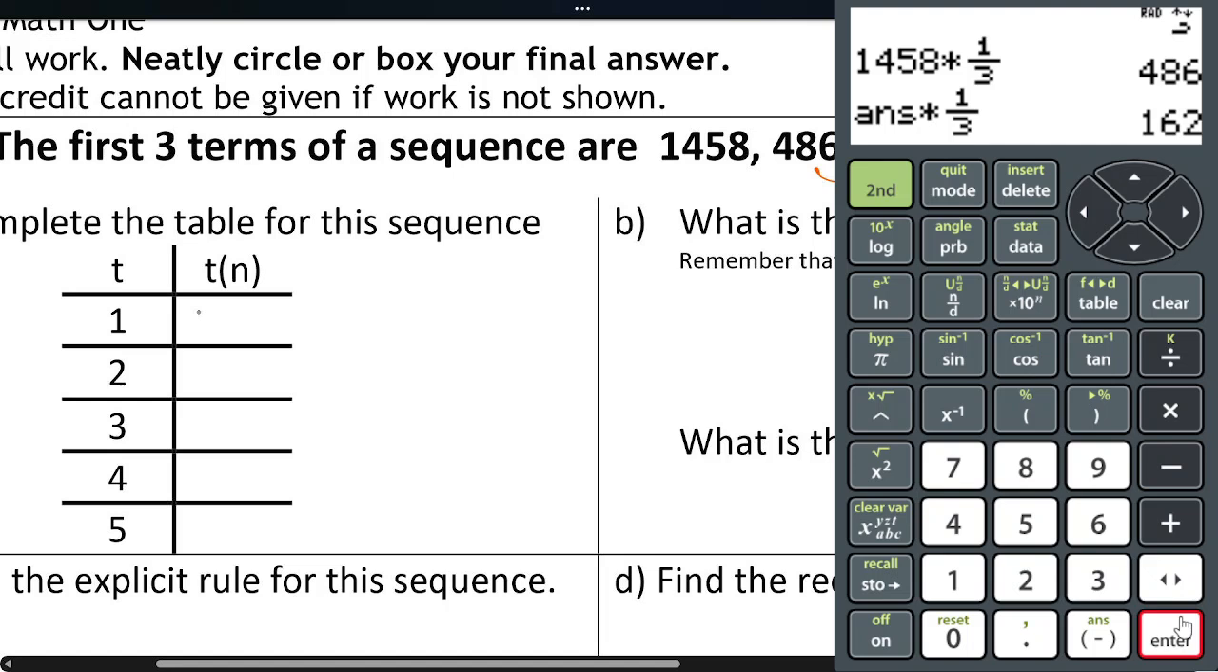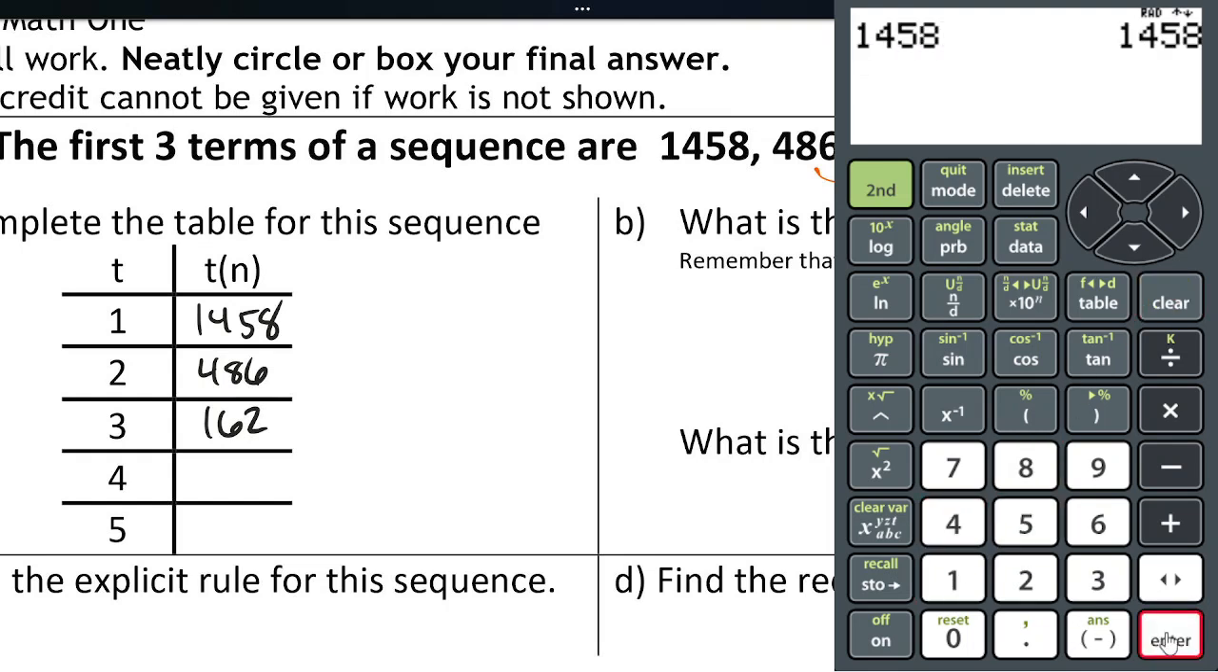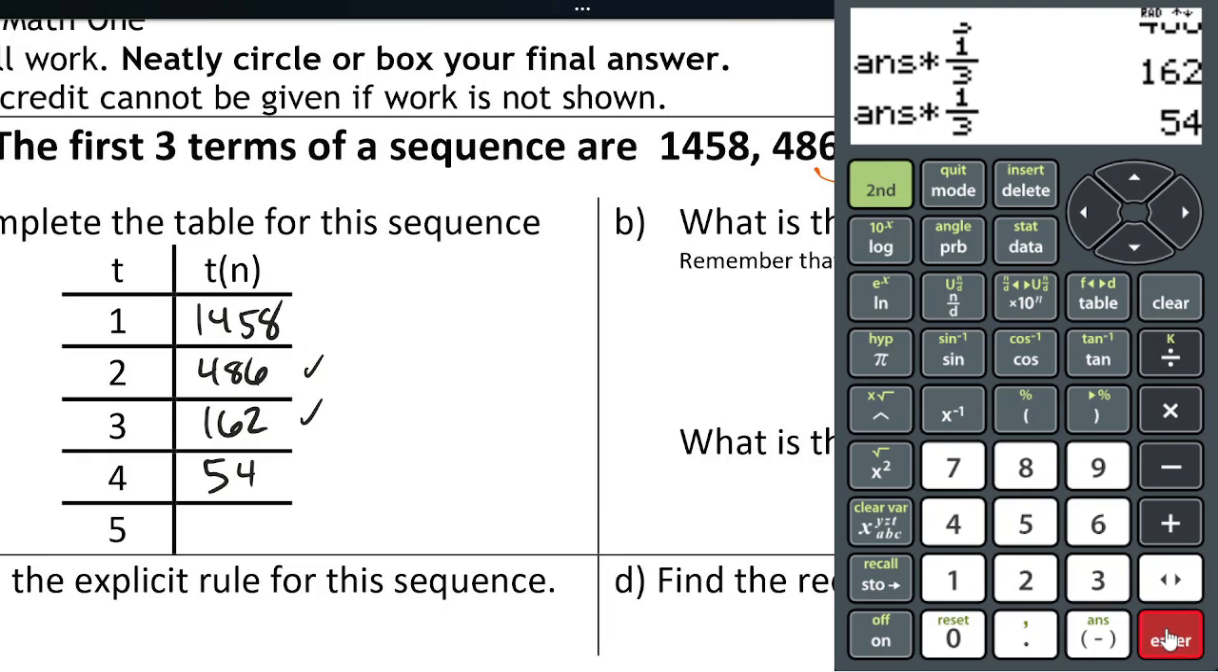The first term was 1458. The second term is 486. And that third term was 162. So on my calculator, just to verify, I'm going to go ahead and grab the 1458. I'm going to press enter to put it on the stack, and I'm going to multiply by 1/3. I multiply by 1/3 once, I get 486. I multiply again, I get 162. I multiply again, I get the number 54. There's my fourth term. And I multiply it again, and I get the fifth term of 18.